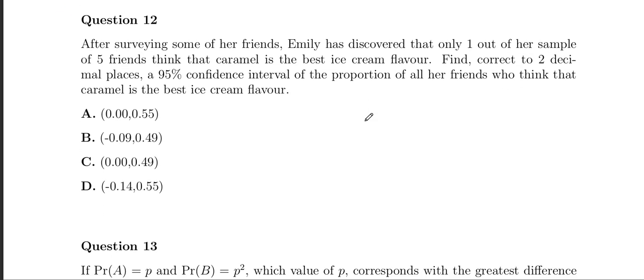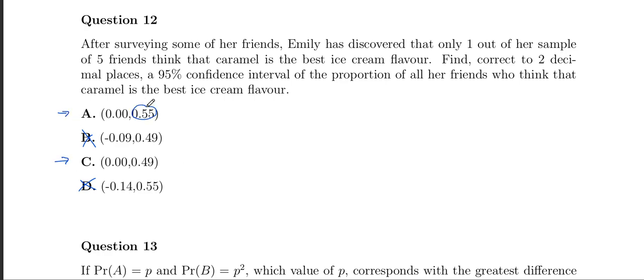All right. After surveying some of her friends, Emily has discovered that only 1 out of a sample of 5 friends think that caramel is the best ice cream flavor. Find, okay, 95% confidence interval. So immediately cancel out B and D, negative numbers. You can't have a negative sample proportion. Therefore, it has to be this or this.